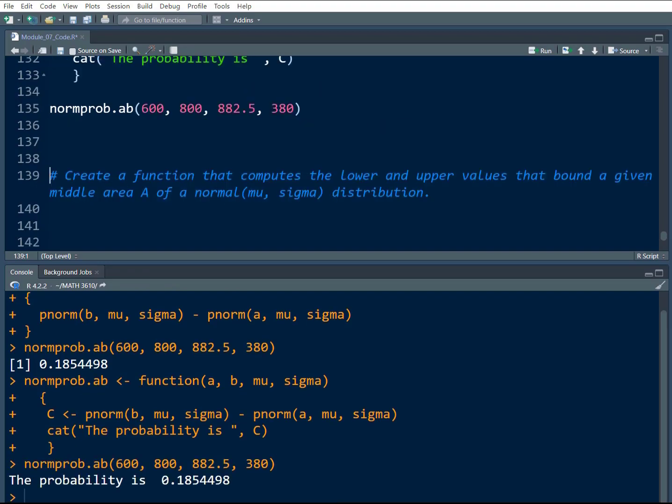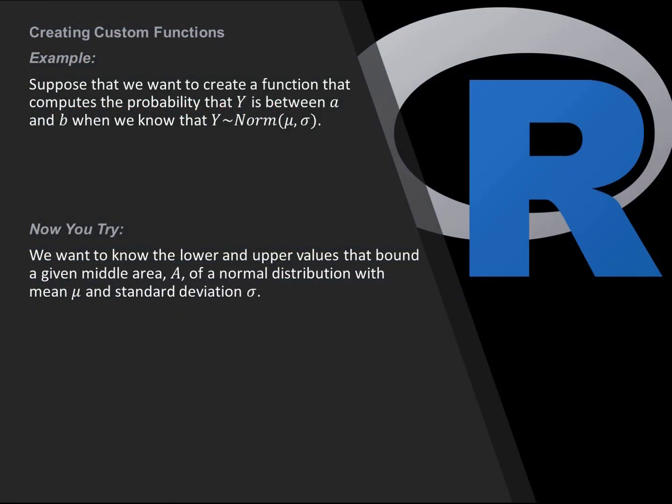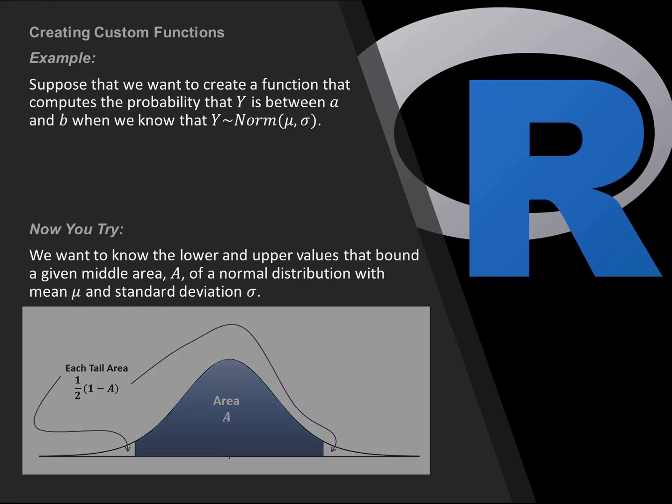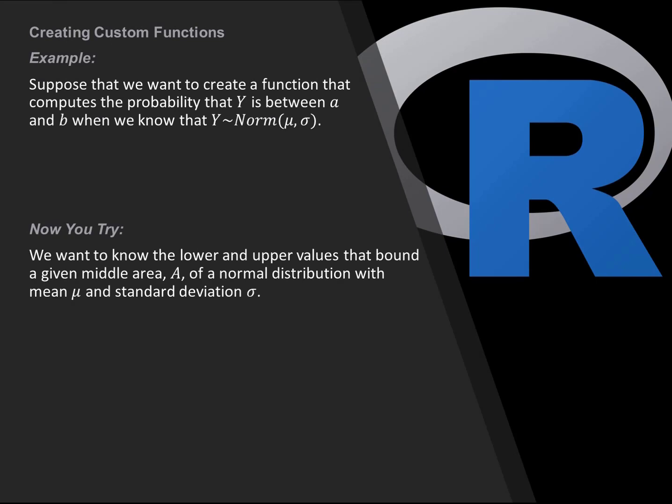Okay, here's one for you to try. Suppose that we want to know the lower and upper values that bound a given middle area, A, of a normal distribution with mean mu and standard deviation sigma. Note that the trick here will be to determine how much area is in each tail. This area is 1/2 times the quantity 1 minus A. Pause the video and give it a shot.